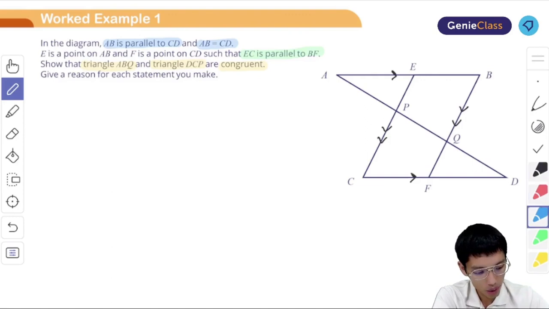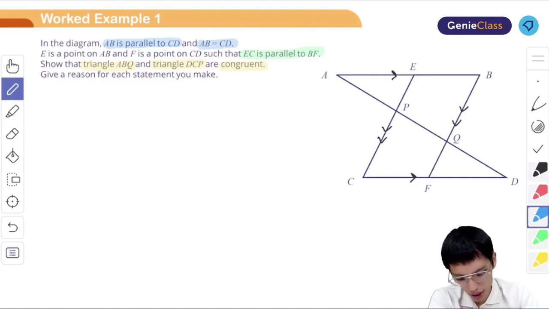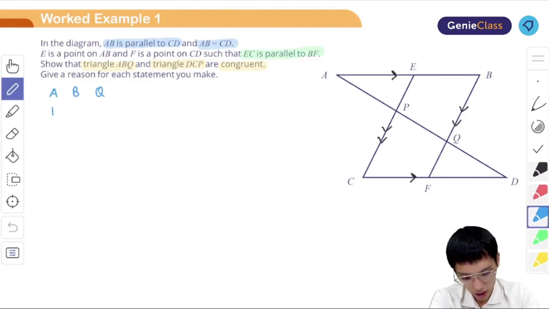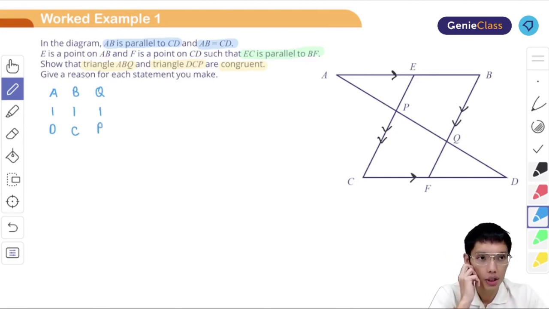While you are thinking, let me just recall your congruence. When we prove congruence, your vertices have to be corresponding. So if I want to prove ABQ is congruent to DCP, your vertices have to be corresponding to each other. And yes, Denise has given me an answer as well. I'll just wait for a few more seconds before I go through.